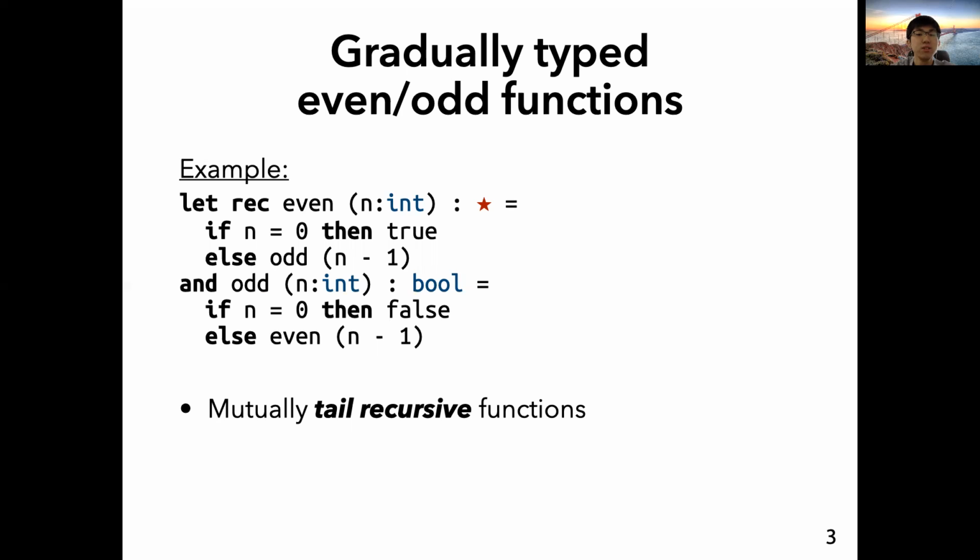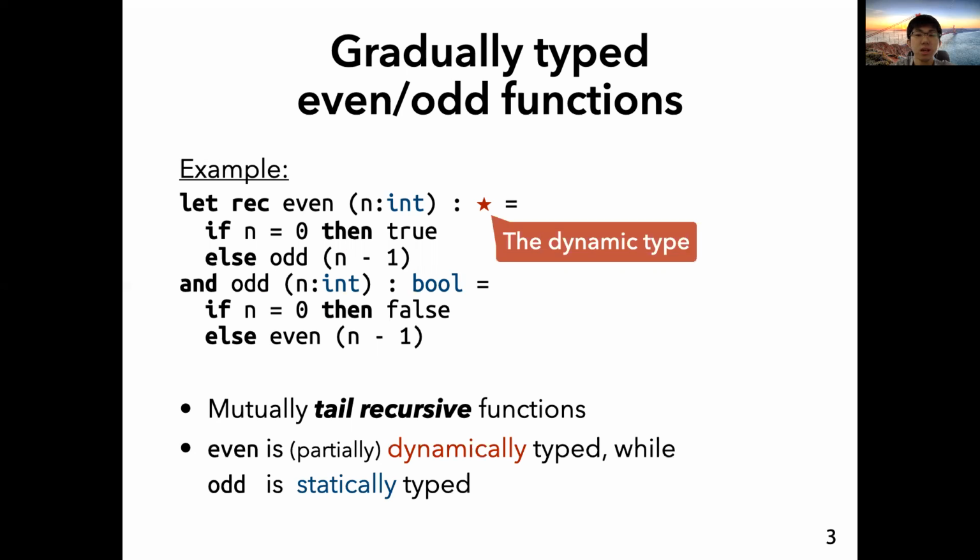However, this definition is different from the normal one in one point, that is, the return type of even is annotated by this star symbol. This star symbol is called the dynamic type, and it means this part is dynamically type checked. Thus, even is a partially dynamically typed function, while odd is a statically typed function.